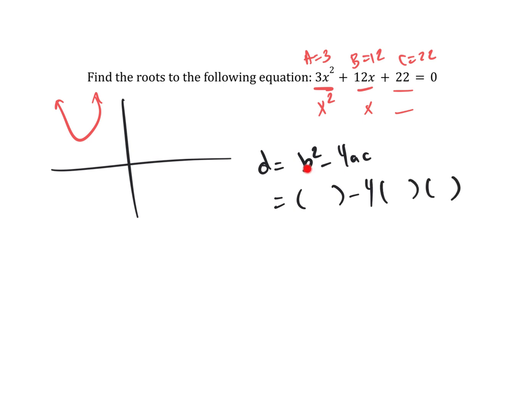Notice we're going to start with B first. B is 12, minus 4 times A. A is 3 and C is 22. You're going to type this in decimals exactly how you see it. Don't forget the squared. And it should give you the value of negative 120. Again, it has to be negative. That's why we know we have 2 imaginary solutions.